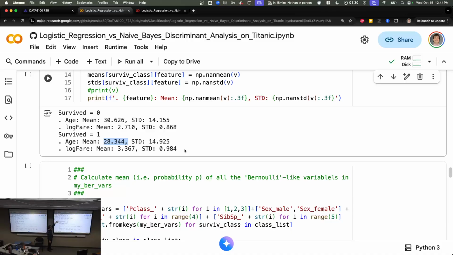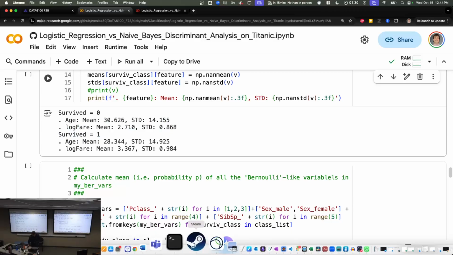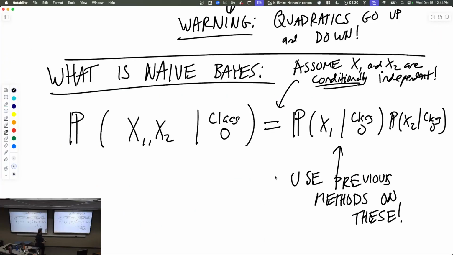So these blobs make perfect sense. These are the Gaussian blobs for each of these factors, age and log fare, separately. And the naive Bayes assumption says, look, if you did it for each of them separately, just multiply it together. Take what was done for age, take what was done for log fare, multiply the probabilities together. That will be your probability estimate. That's the naive Bayes estimate.